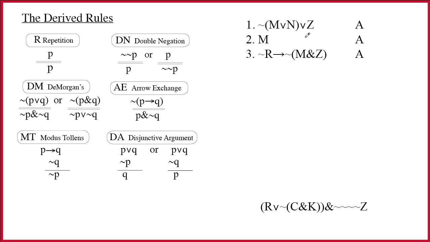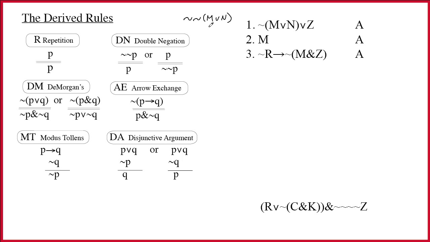Line 1 has a wedge as its main connective, and so we know that we'd love to be able to do disjunctive argument. To do disjunctive argument, what would you need to have on another line? Sometimes it can be helpful to write it off to the side. You would either need to have tilde z, which would be the easier one, and we don't have that, or you'd have to have tilde tilde m wedge n. Do we have tilde tilde m wedge n?